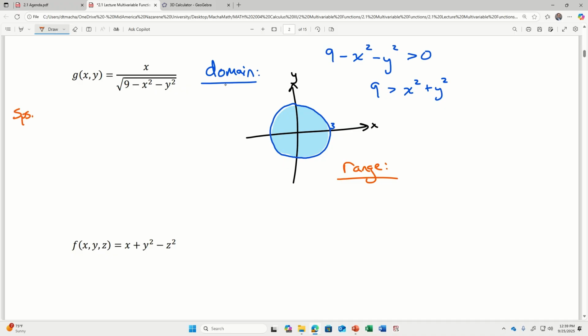So let me suppose for a minute that y is equal to 0. Then I've got x divided by the square root of 9 minus x squared. Then x has to be between negative 3 and positive 3, right? Because if x were less than negative 3, then x squared would be larger than 9, and that would be a problem. If x were greater than positive 3, then x squared would be greater than 9, and that would be a problem.